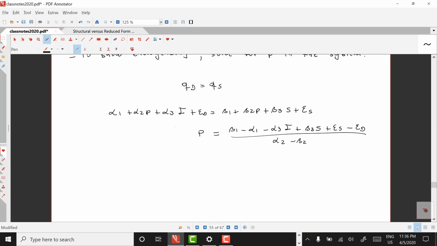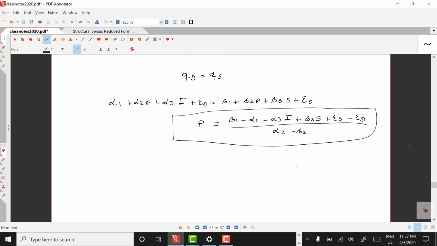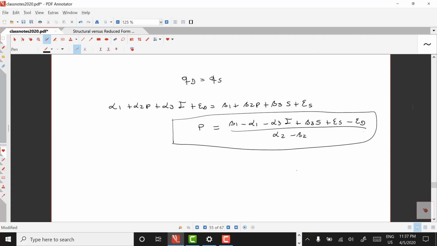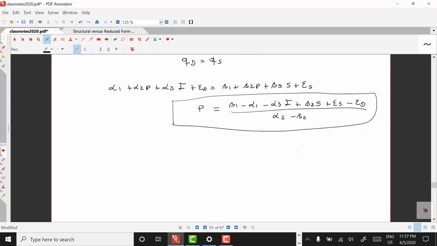Now, this is the formula for P. The thing to notice here is that price depends on both error terms. So the price is correlated with the error terms, and remember, that's the definition of endogeneity. If we were to run OLS in any of the equations separately, since the price is a function of the error term in the supply and the demand equation, that means that we will have endogeneity, and therefore we cannot use OLS.